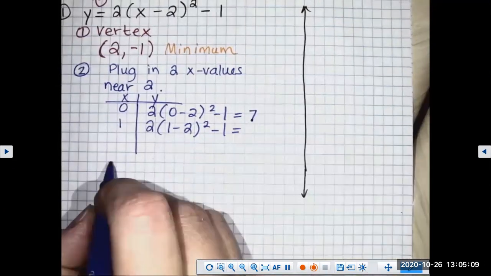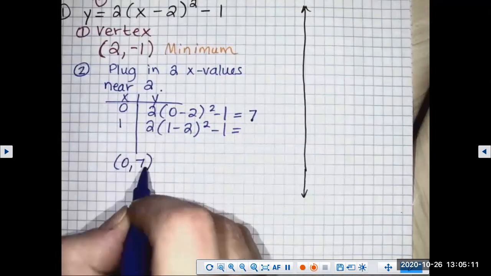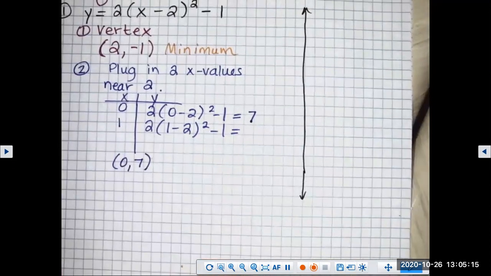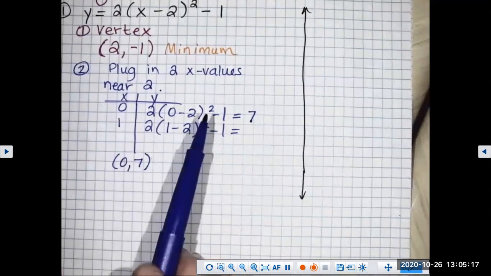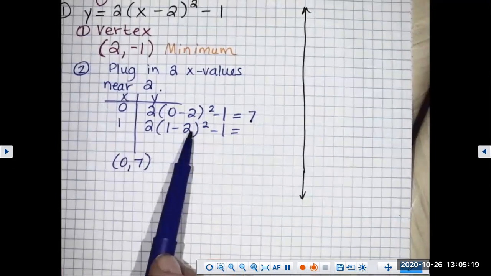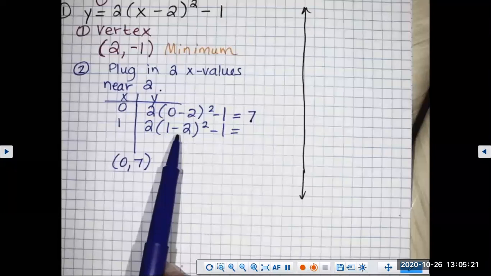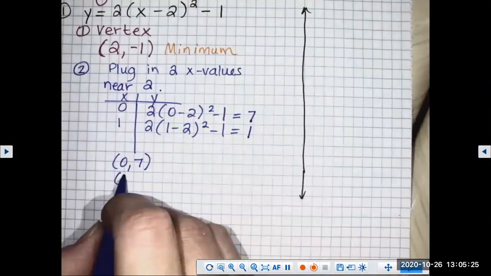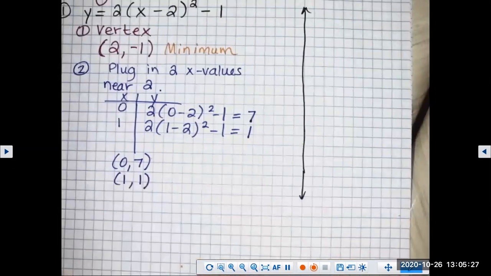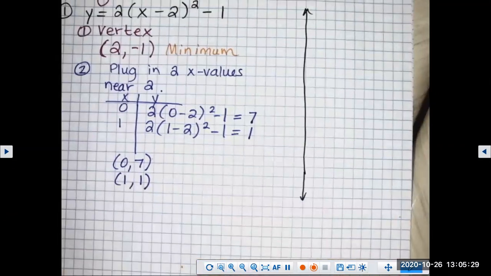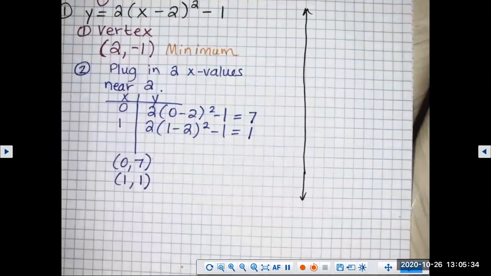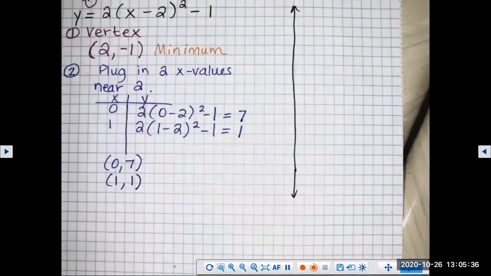So you have that ordered pair of 0, 7. And then what will this give you? All right, you got positive 1 times 2, and then minus 1. So your next ordered pair is 1, 1. Okay, now that we've got our vertex and 2 other points, then you can, of course, sketch your graph.